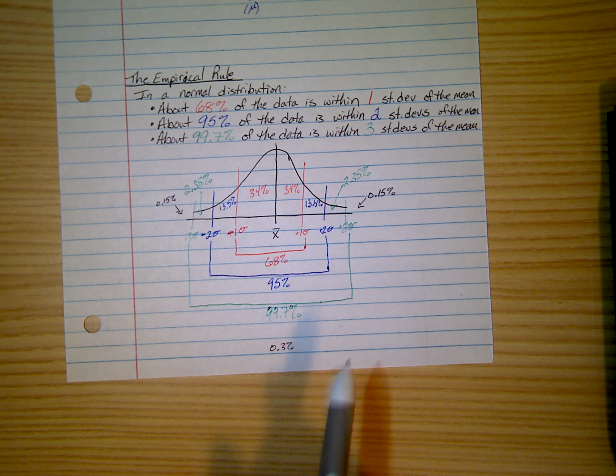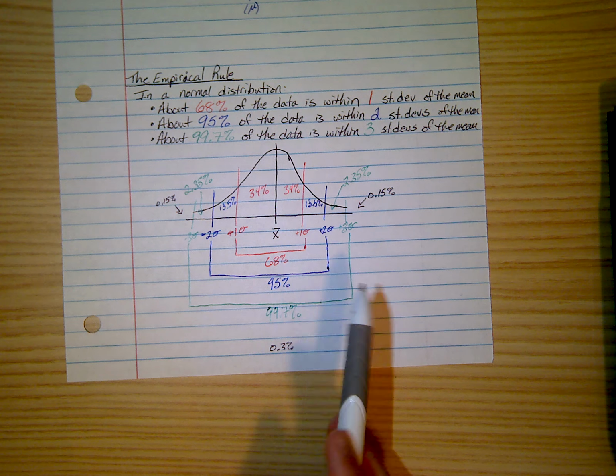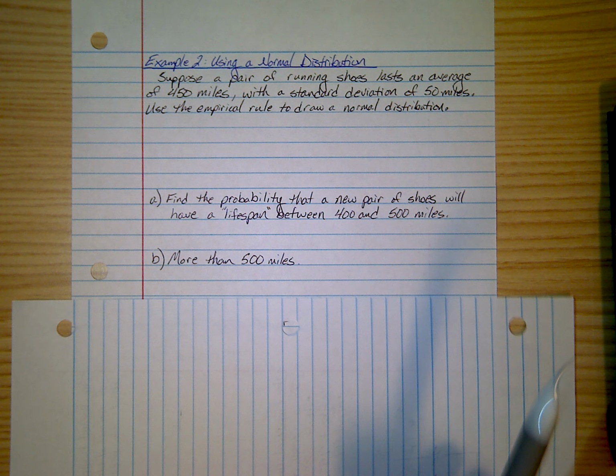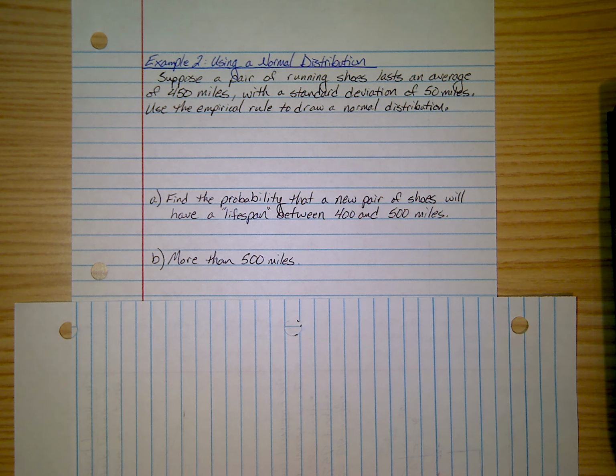Okay, so that's the empirical rule. Have that in your notes because you're going to be referring to it a lot. Okay, so now let's actually do that. Let's refer to it. Let's see what we have here. Suppose a pair of running shoes lasts an average of 450 miles with a standard deviation of 50 miles. Use the empirical rule to draw a normal distribution.